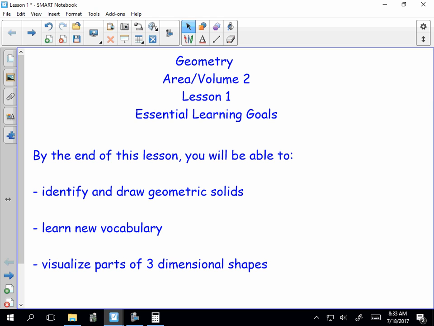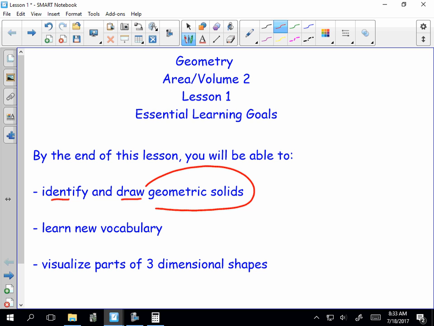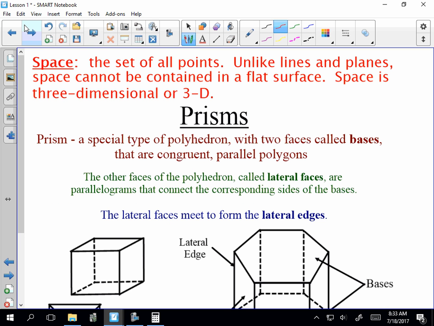We're in our second unit of area and volume, and we're looking at our first lesson here. So now we're moving into three-dimensional shapes. In today's lesson, we will identify and draw geometric solids, learn some new vocabulary, and visualize the parts of three-dimensional shapes. So we'll look at those pieces as a part of today's lesson.